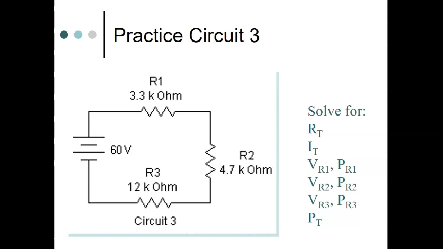Everybody ready? All right. What's RT? 20 kiloohms. All right. What about IT? 3 milliamps. And power? 180 milliwatts. All right. What is the voltage at R1? 9.9 volts. R2? 14.1 volts. And R3? 36.